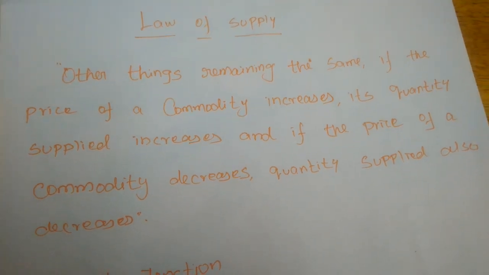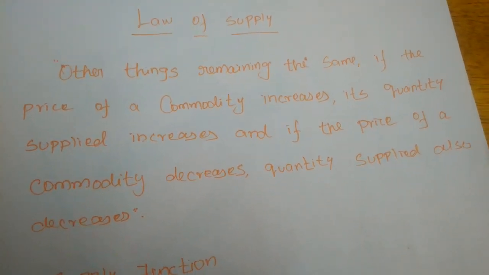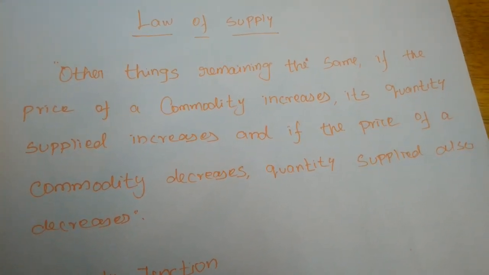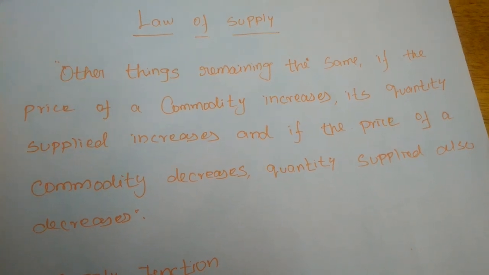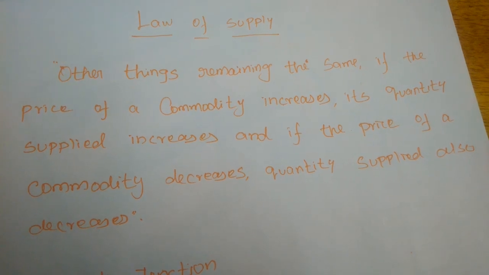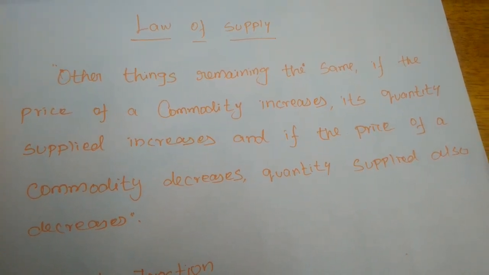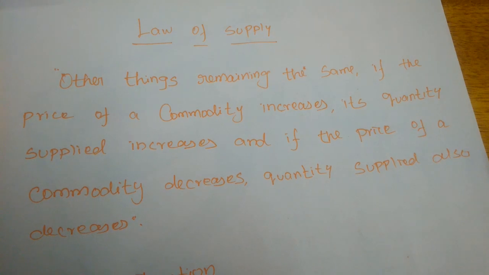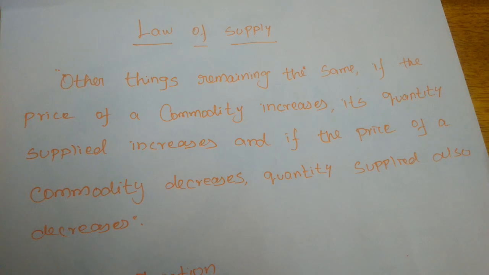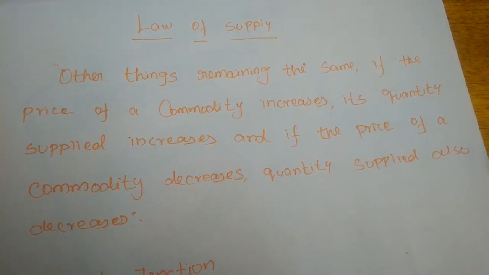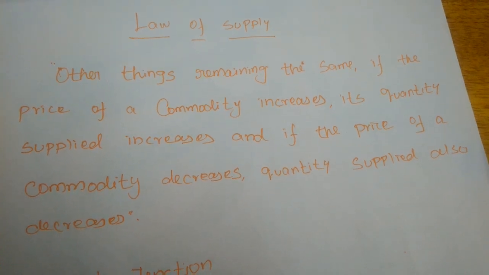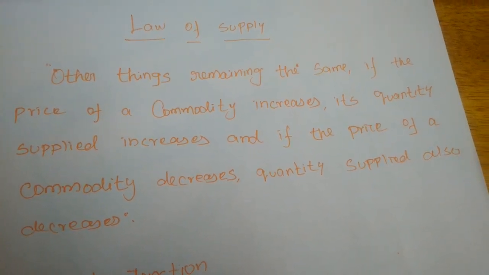So whenever the price of that commodity is increased, the producers have to take the effort to increase the supply, because if he increases the supply, he will earn more profit. So whenever the price of the commodity is increased, the producers will take more effort and try to increase the supply more. Okay, so there is a positive relationship between the supply of the commodity and the price of that commodity.